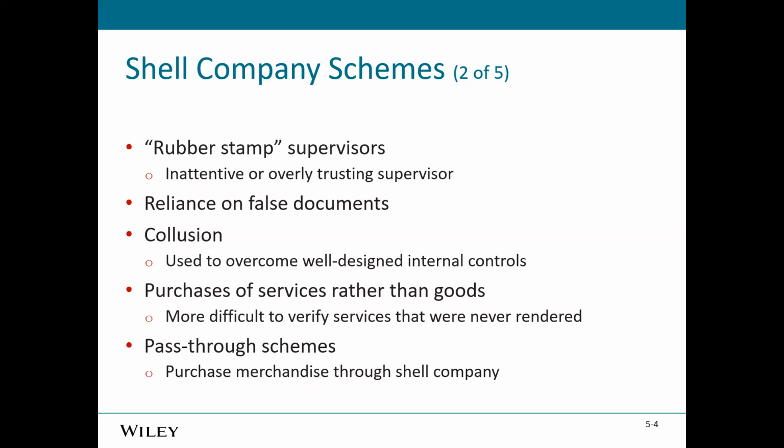So when does this happen? A rubber stamp supervisor is an inattentive or overly trusting supervisor. The employee puts in this false invoice, and then the supervisor just rubber stamps and doesn't really look into anything, doesn't suspect that anything would be wrong. So all of the invoices that come in just automatically get paid.